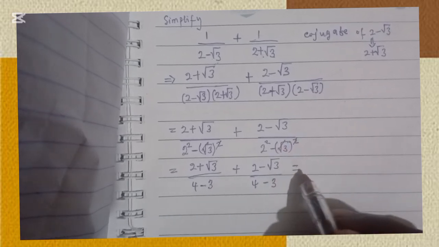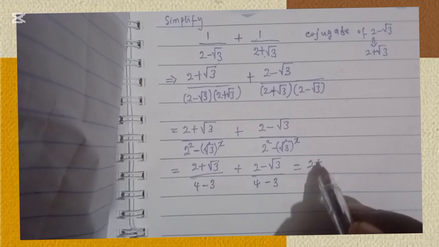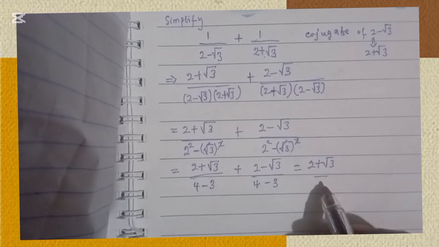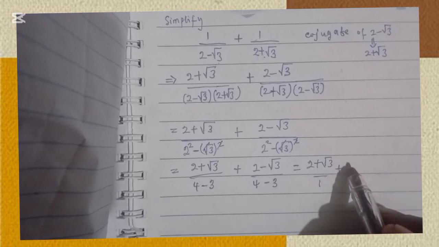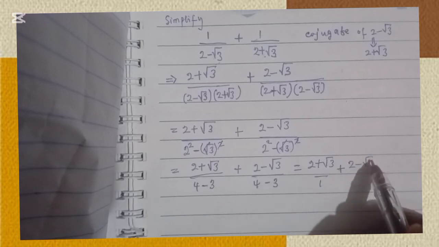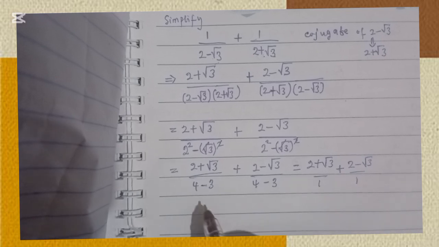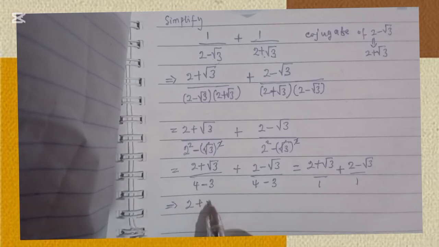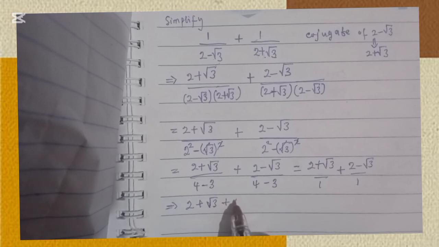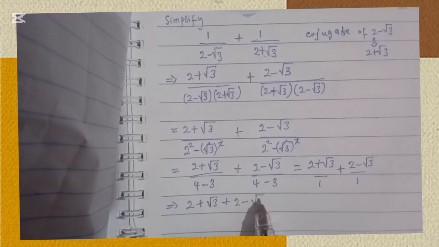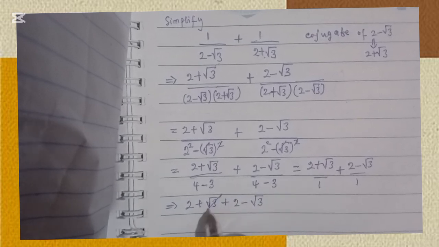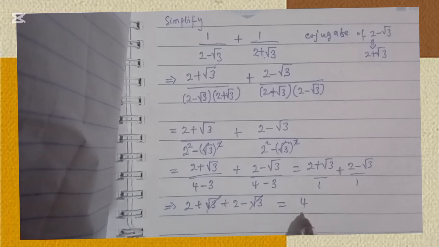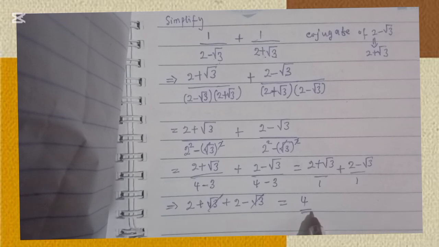And what do you arrive at at the end of the day? You have 2 plus the square root of 3 over 1, divided by 1, which doesn't change anything. 2 minus the square root of 3 divided by 1. So in reality, what we are left with is 2 plus the square root of 3 plus 2 minus the square root of 3. You realize that this cancels out this, and we are left with 2 plus 2. So the answer to this expression is 4.